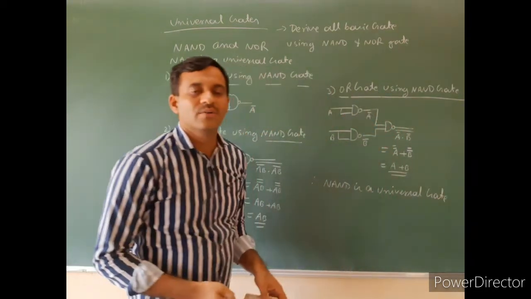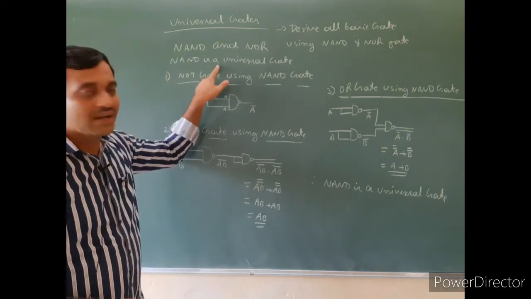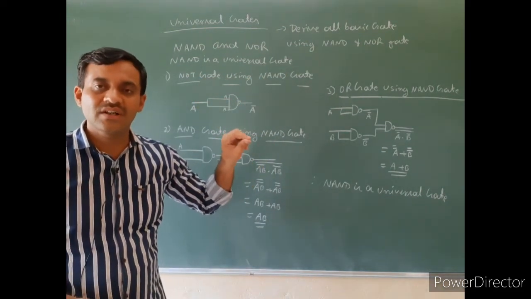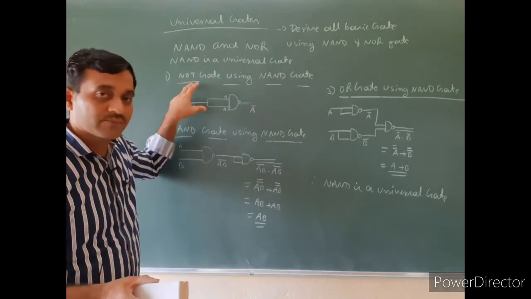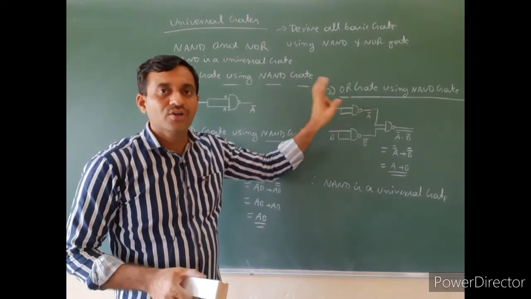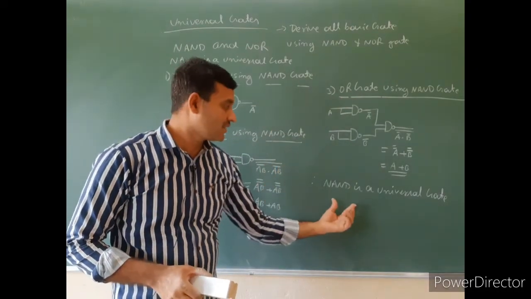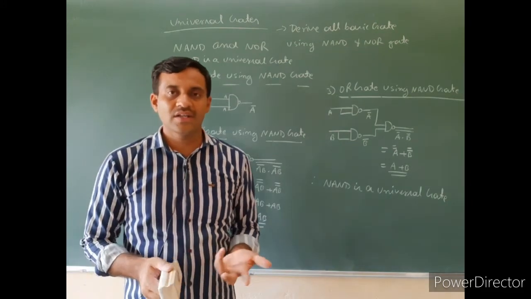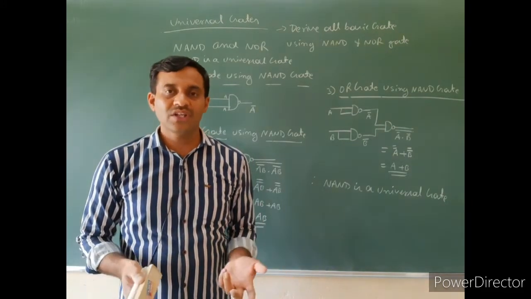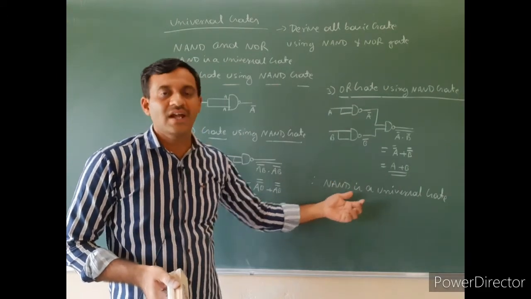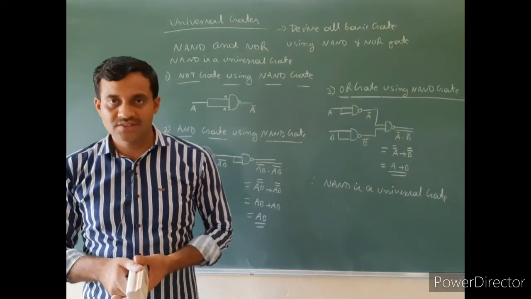What we have done here is to prove that the NAND gate is a universal gate. How to prove that NAND is universal? We have to prove the output of NOT, AND and OR using the NAND gate. Hence, NAND is a universal gate. NOT, AND and OR are the basic gates, so we have to prove the output of the NOT, AND and OR gates using NAND. Hence, NAND is a universal gate.